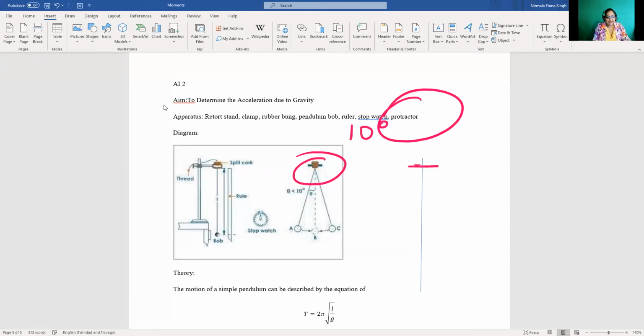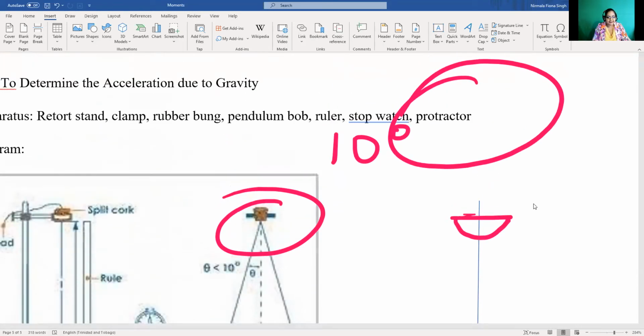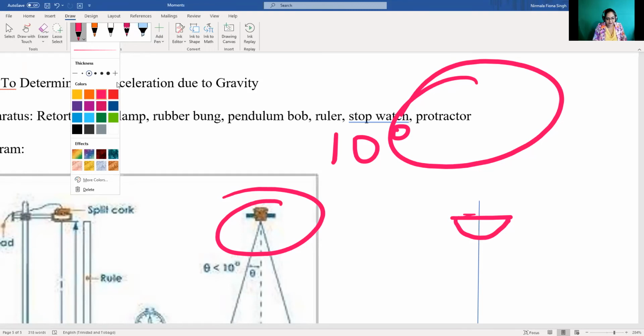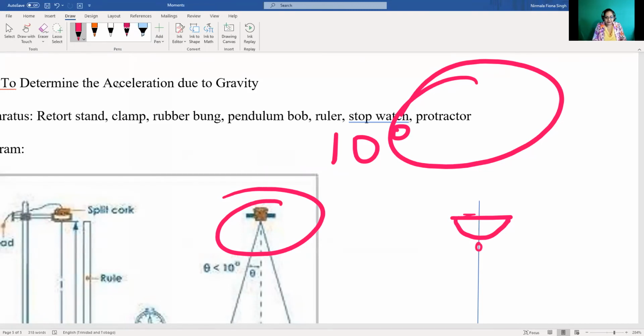So you're going to take your protractor. You all know your protractor actually has a 0 in the middle. So you're just going to take your protractor, line it up where it is hanging. And this is going to be 0 or 90. You're going to have to hang it, let it swing, hold your thread, and release it from 80 degrees. And if you release it from 80 degrees, obviously you would have swung it through 10 degrees.